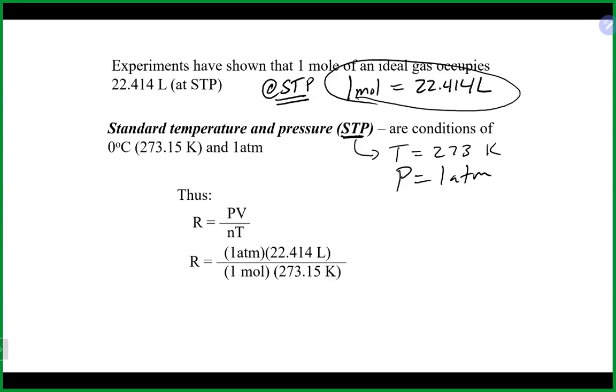That is also how we get to the gas constant value. If we solve the ideal gas law for R and put in 1 atmosphere, a temperature of 273, and a volume of gas of 22.414 liters for 1 mole, that's basically where that gas constant value comes from. Any questions on that?